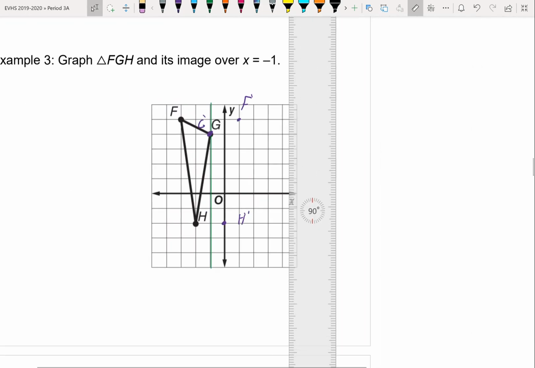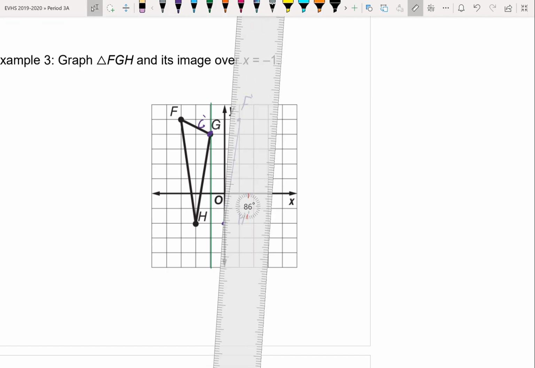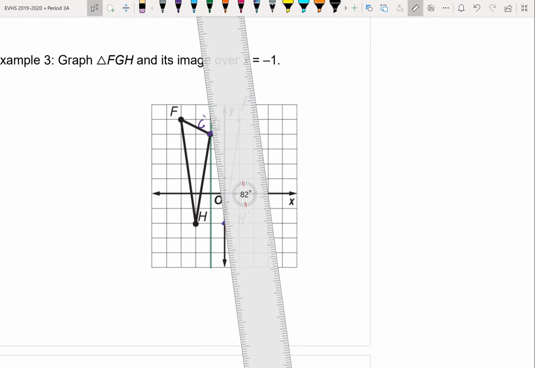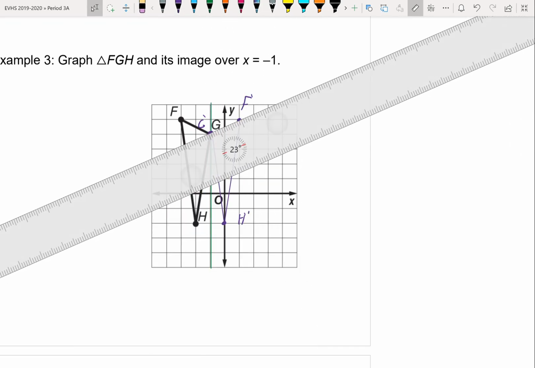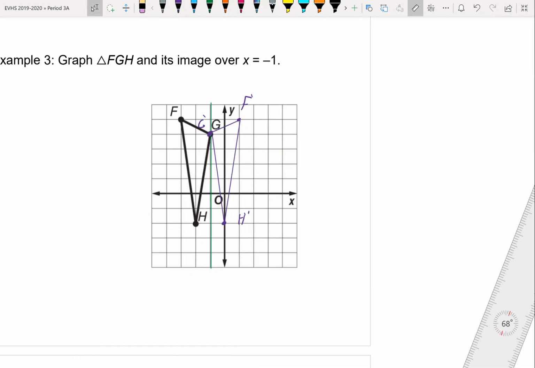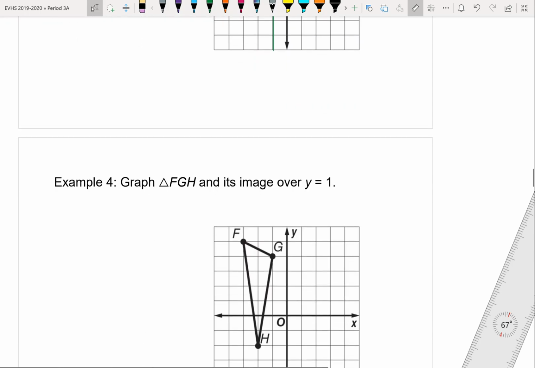Then I come in and grab my straight edge to draw the actual shape. And this is what I meant earlier by it's easier to translate or to reflect the points and then draw the lines, as opposed to trying to reflect the entire shape or the lines as a whole. So there we go. G prime, F prime, and H prime. Much easier when you've got a coordinate grid.